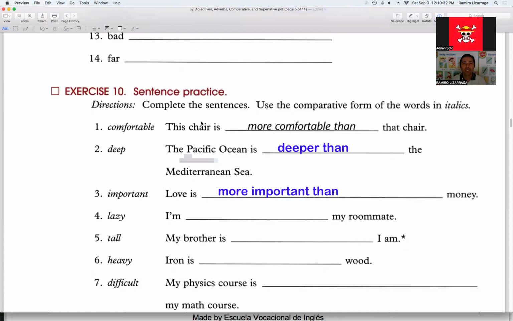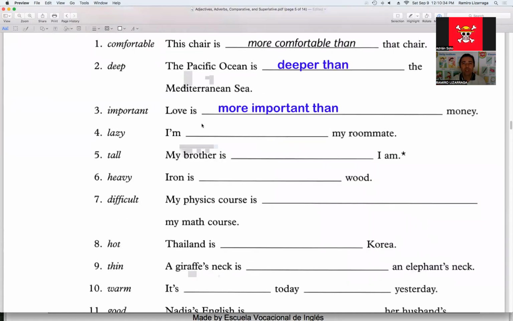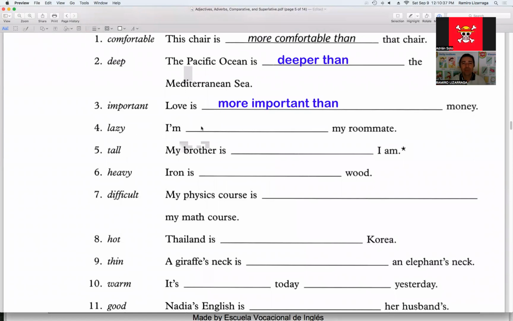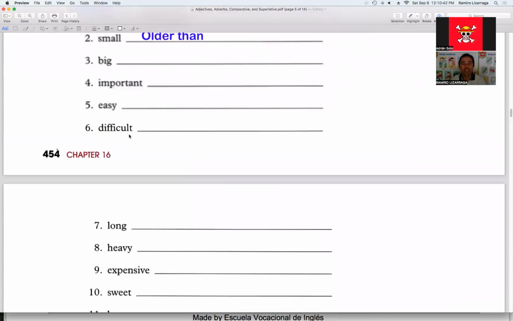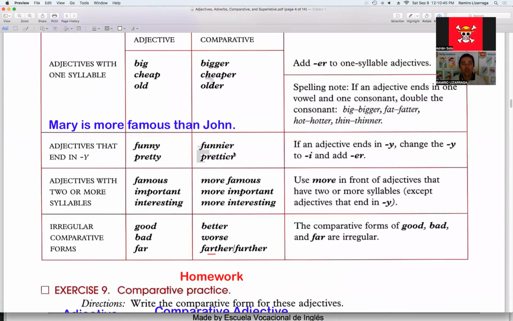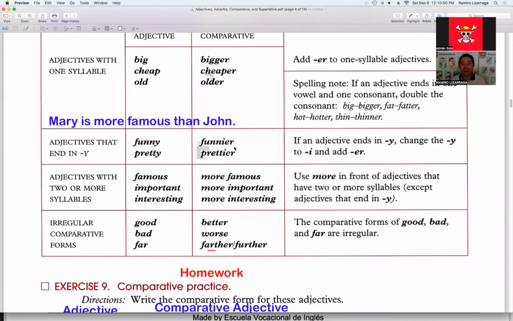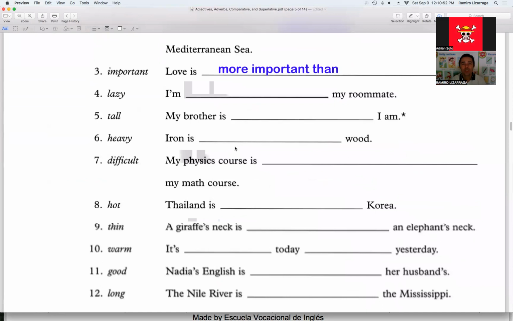Jessica or Ashley or Leslie? Who's next? Lazy. Oh, it ends with Y. What do we do with an adjective that ends in Y? We change the Y for I and we add ER. Look at that. So what are we going to do?